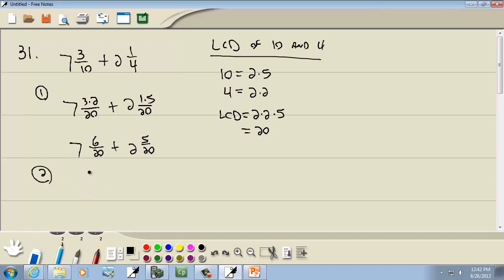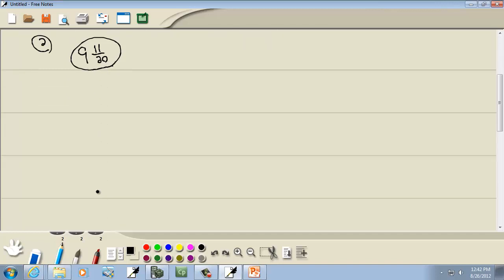Well, now that they have the same denominator, we add the numbers that are out in front. 7 plus 2 is 9. And then add these together. 6 plus 5 gives us 11/20. We still don't have to do step 3 because 11/20 doesn't simplify. That'd be our answer.